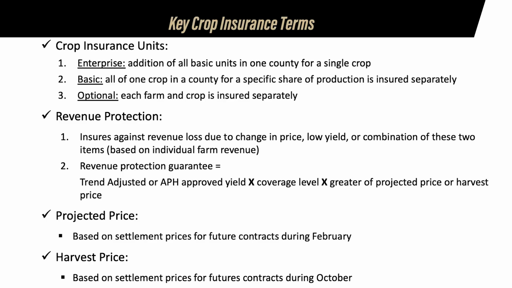The revenue protection guarantee, which we'll also talk about, is trend-adjusted yield times your coverage level, and there are a lot of choices of coverage level, and then the greater of the projected price or the harvest price. That's also a very important point. If the projected price is higher than the harvest price, then the projected price is used in the revenue protection guarantee computation. On the other hand, in a year like 2012, where the harvest price was substantially higher than the projected price, your revenue guarantee is actually higher than it was when you bought the insurance product in the spring.